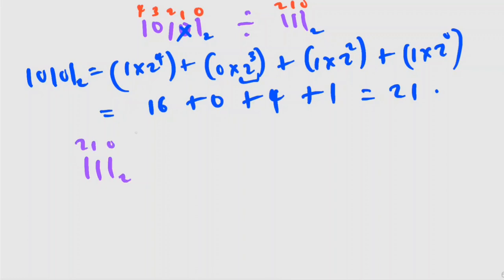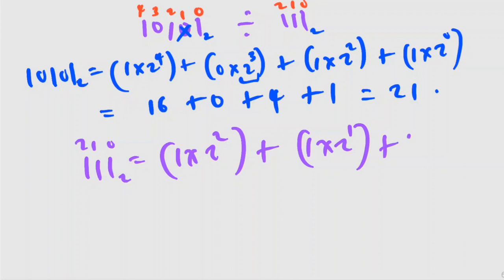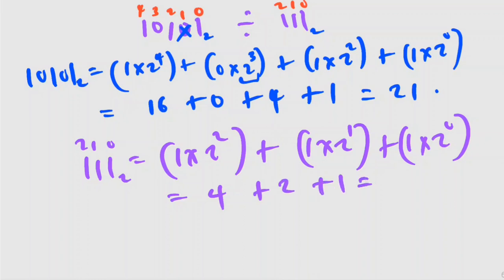Recall I have 0, 1, 2. You mark it, then you take the number one by one. That is 1 times 2 raised to power 2 plus 1 times 2 raised to power 1 plus 1 times 2 raised to power 0. And that's going to give you 4 plus 2 plus 1, which is nothing but 7. So that gives you 7.